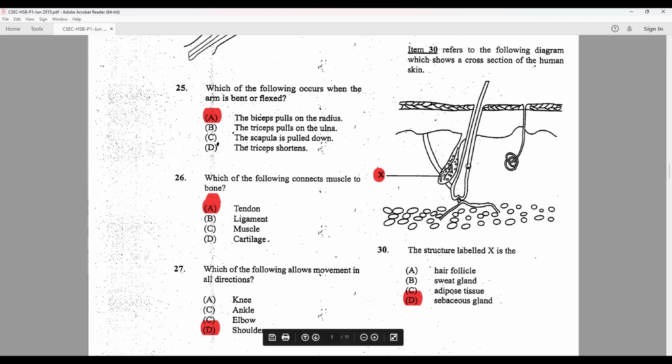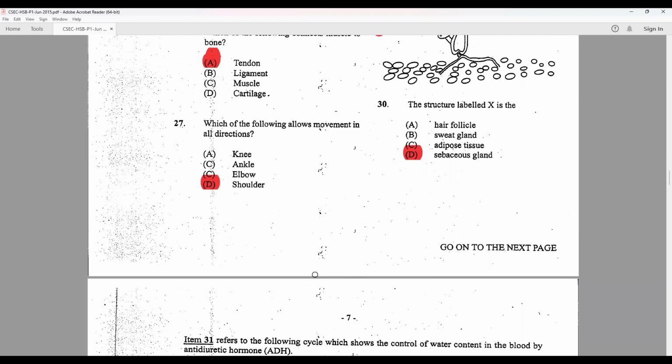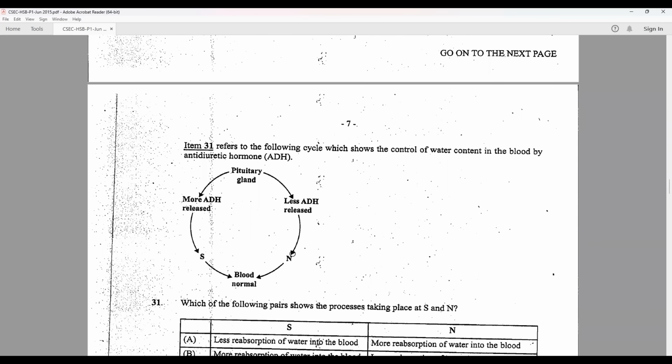A hair follicle, that is here. And look, it has a strand of hair coming out, so that's not labeled. Sweat gland, the sweat gland area is down here, which makes the sweat pore on top here. And adipose tissue, or kind of fatty tissue, look, they drew it with little circles here. So that is not the labeled spot either. So question 30 is sebaceous gland.